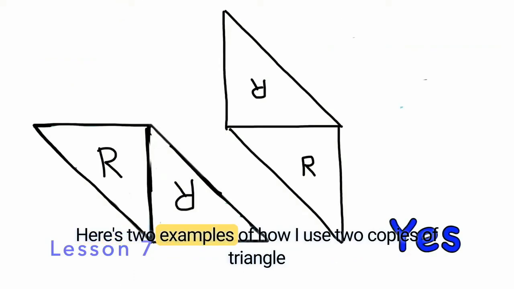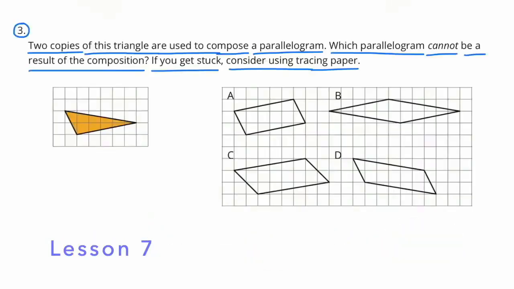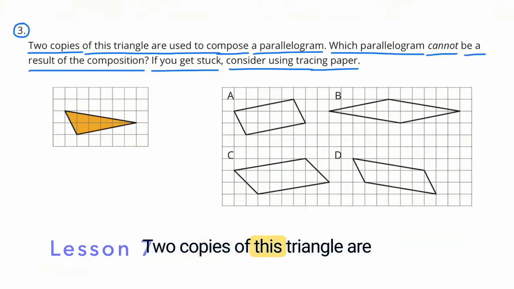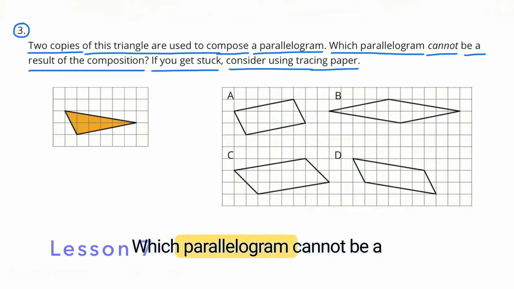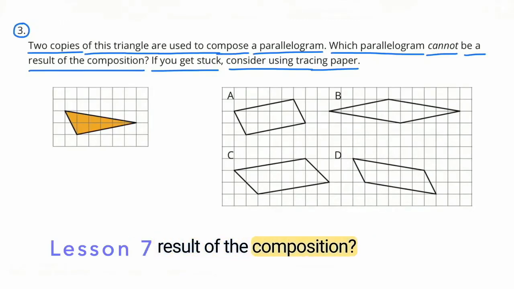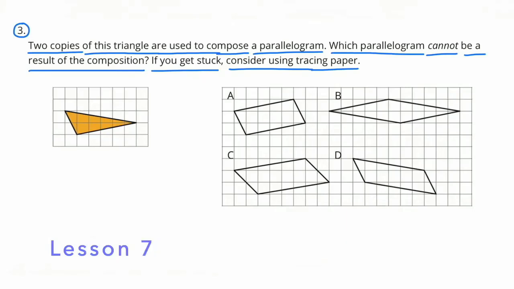Here's 2 examples of how I use 2 copies of triangle R to compose a parallelogram that is not a square. Number 3. 2 copies of this triangle are used to compose a parallelogram. Which parallelogram cannot be a result of the composition? If you get stuck, consider using tracing paper.